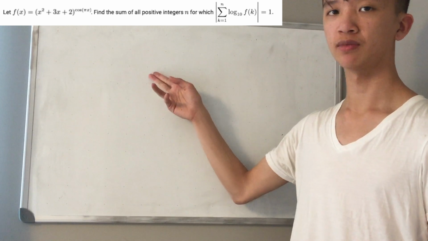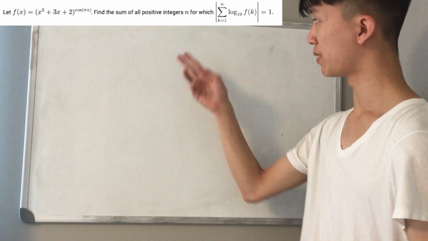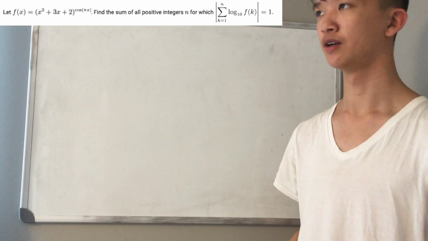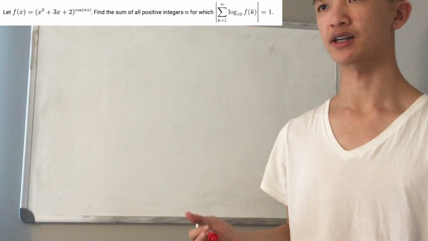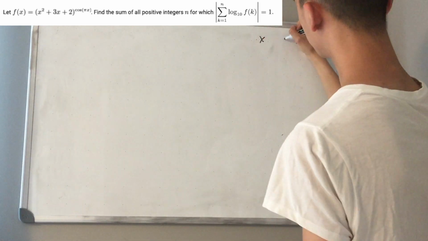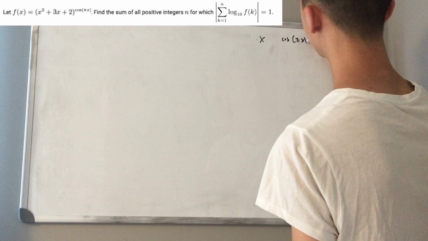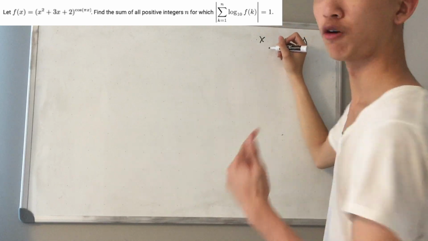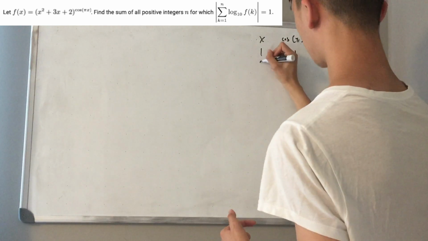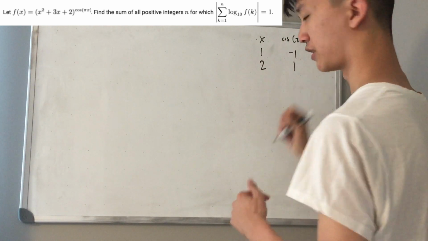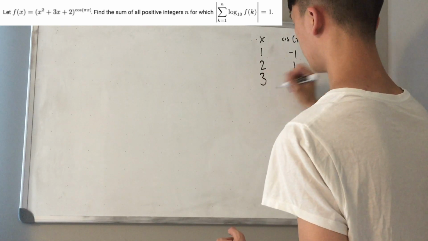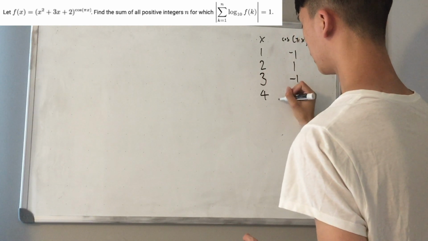So, this is a problem from the 2014 AIME. The first thing you might notice here is that there's a power with the cosine of pi x. So we're going to look at different values of x to see what cosine of pi x is. If x is equal to 1, then the cosine of pi x is equal to negative 1. If x is equal to 2, then the cosine of pi x is equal to 1. If x is equal to 3, then it's negative 1. If x is equal to 4, then it's 1, and so on.